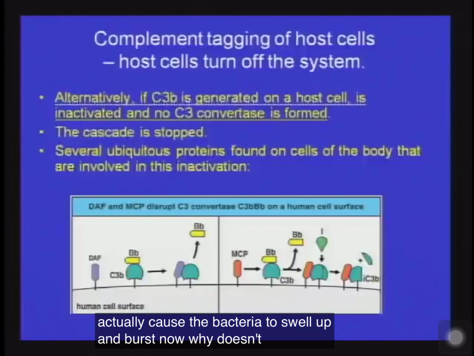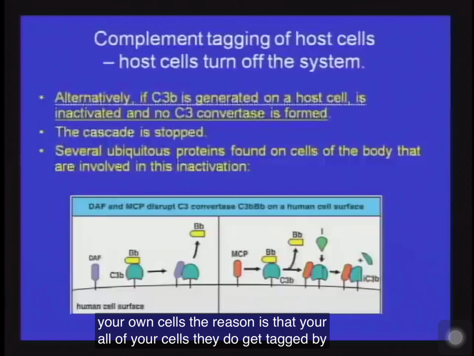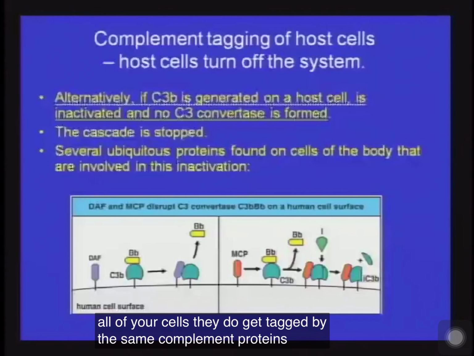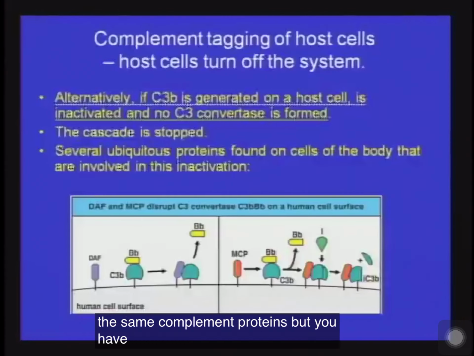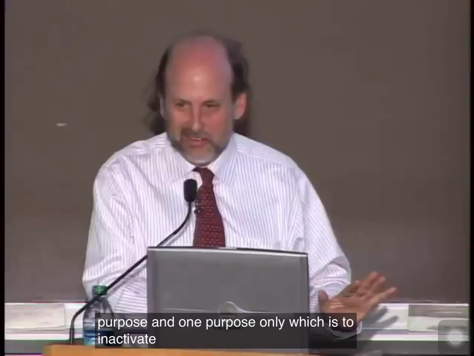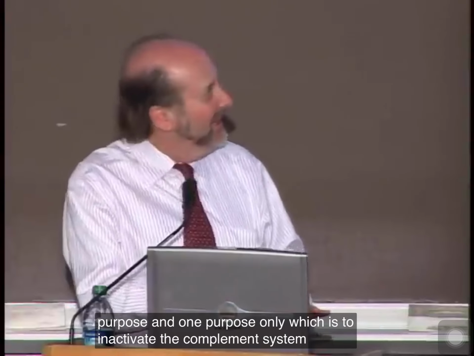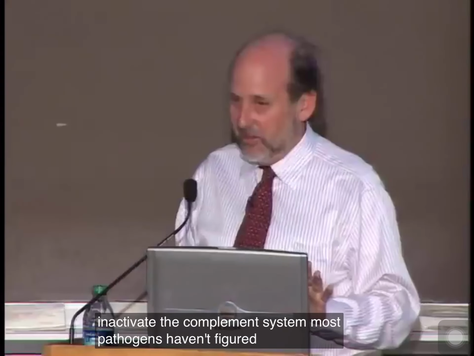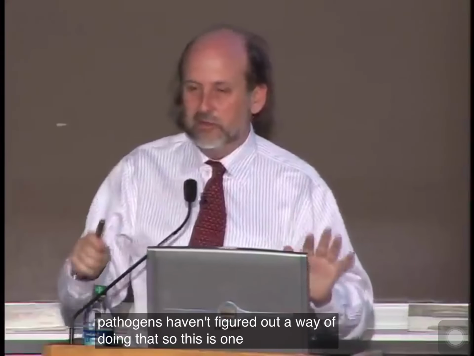Now, why doesn't this happen to your own cells? The reason is that all of your cells do get tagged by the same complement proteins, but you have multiple proteins on the cell surface that are there for one purpose and one purpose only, which is to inactivate the complement system. Most pathogens haven't figured out a way of doing that. So this is one of the most primitive ways of distinguishing between yourself and something that's not yourself that might be a pathogen.